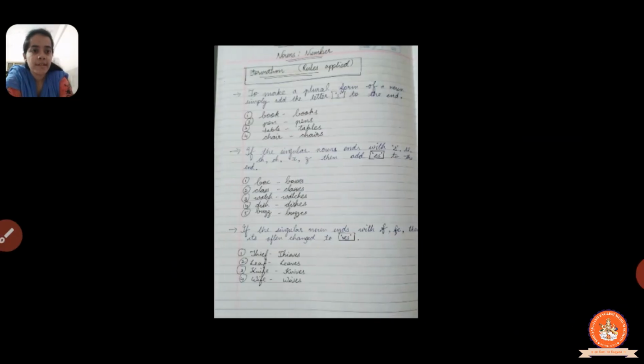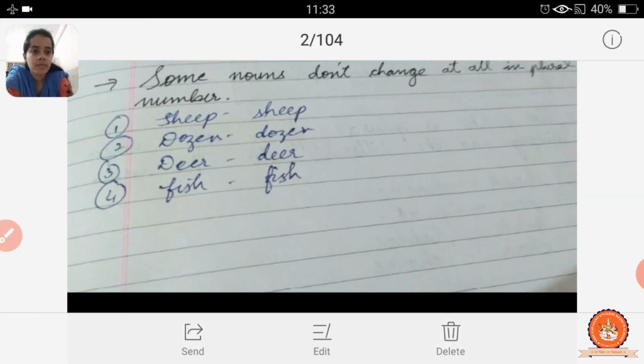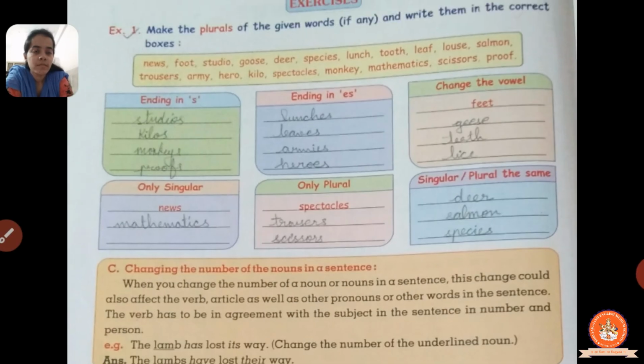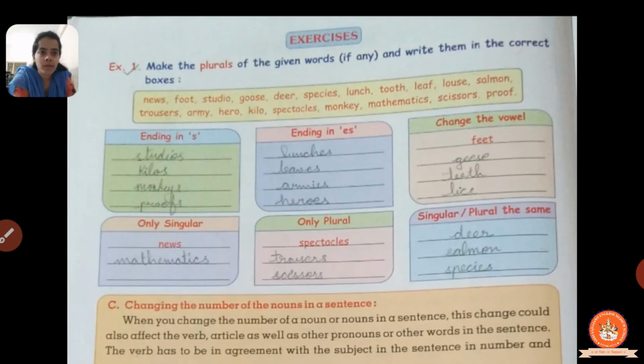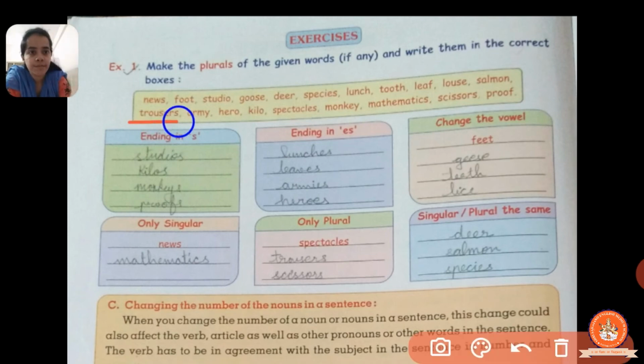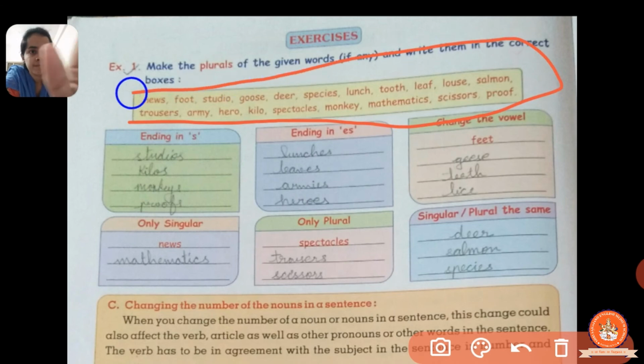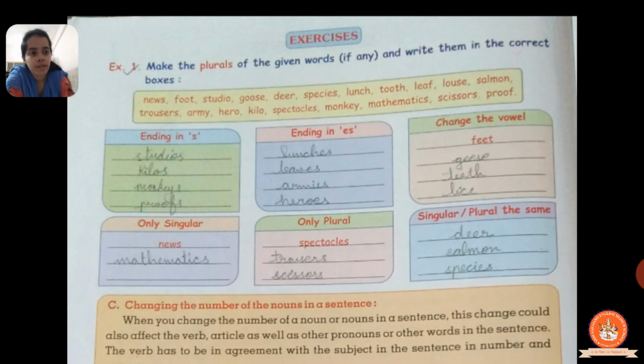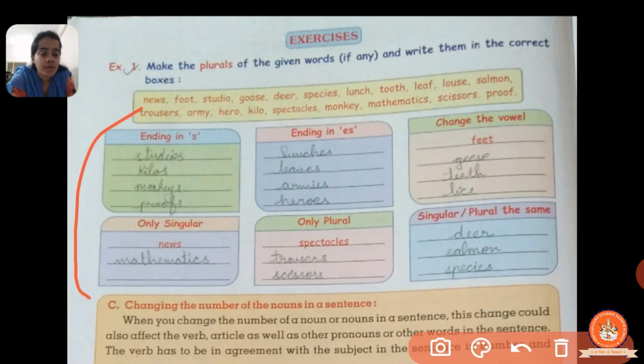So now we will see the exercise, which is given on the next page. Here there is a list of words given in this table. You can see over here. This you have to read and convert into plural form, whichever we are able to do, and write in the boxes over here. The boxes are: the nouns which end with s, es, the nouns in which we are changing the vowels, the nouns which have only singular form, the nouns which have only plural form, and the nouns in which the singular and plural remain the same, alright students.